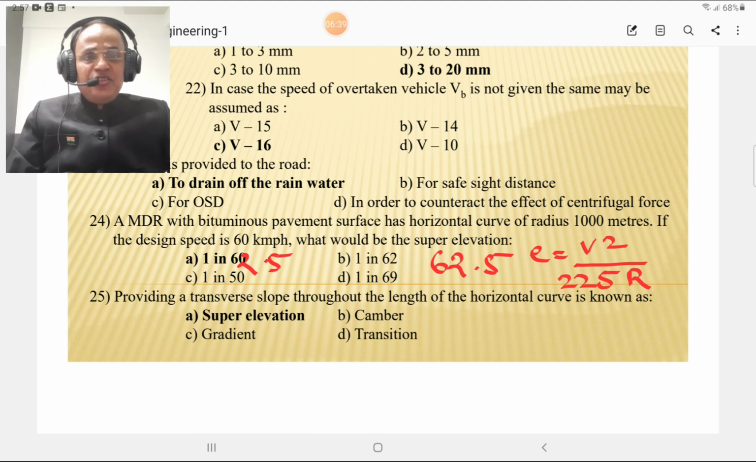If the design speed is 60 kmph, what would be the super elevation? You know one formula for mixed traffic, or for MDR. MDR has mixed traffic. So the value of super elevation E is equal to V square divided by 225 R. V is given as 60 kmph. So 60 square divided by 225 multiplied by radius, given as 1000. You get one value. Get it inverted. You can get the value of 1 in 62.5 if you want to express it as 1 in something. Providing a transverse slope throughout the length of the horizontal curve is known as super elevation.